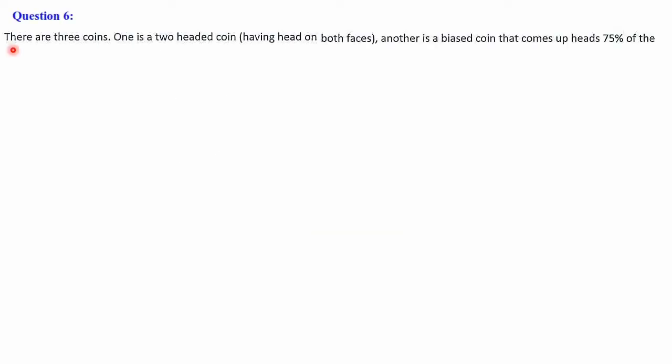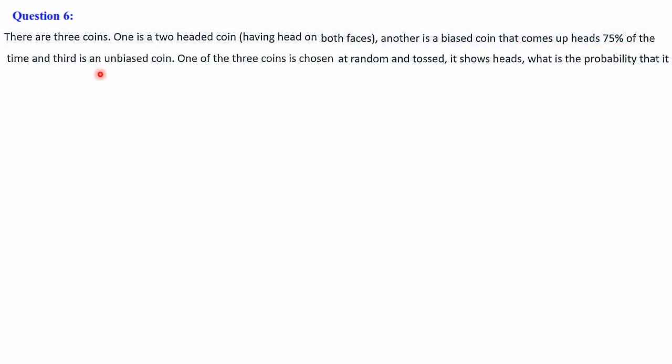Next we shall discuss question number 6. There are 3 coins. One is a two-headed coin, means having head on both faces. Another is a biased coin that comes up head 75% of the time, and the third is an unbiased coin. One of the 3 coins is chosen at random and tossed. It shows heads. What is the probability that it was the two-headed coin?